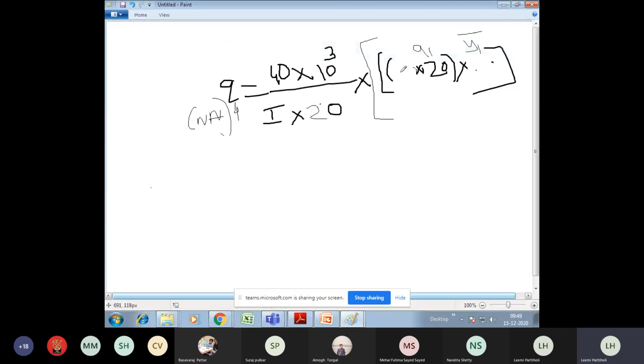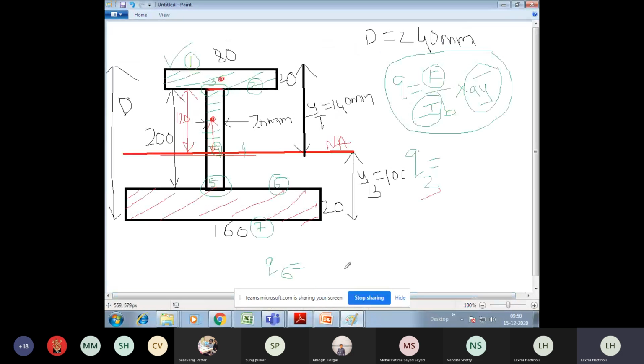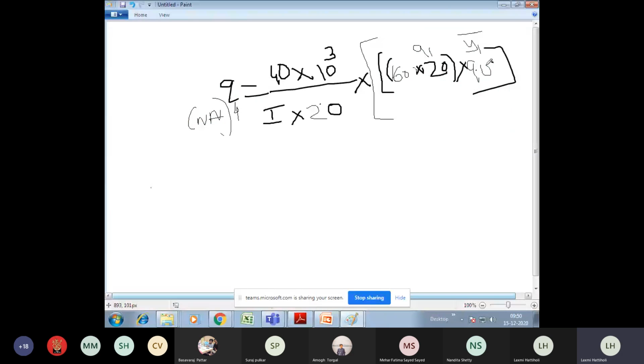So this is 160 into 20 into Y bar. Can you tell me what is Y bar here? This is the CG of this area from the neutral axis. Is it 110? No, ma'am, not 110. Y bar is 100 mm. So is it 90? 90, ma'am. So this is 90 mm, so I can write into 90. Just calculate this and you will get an answer in Newton per mm square at the Q4.